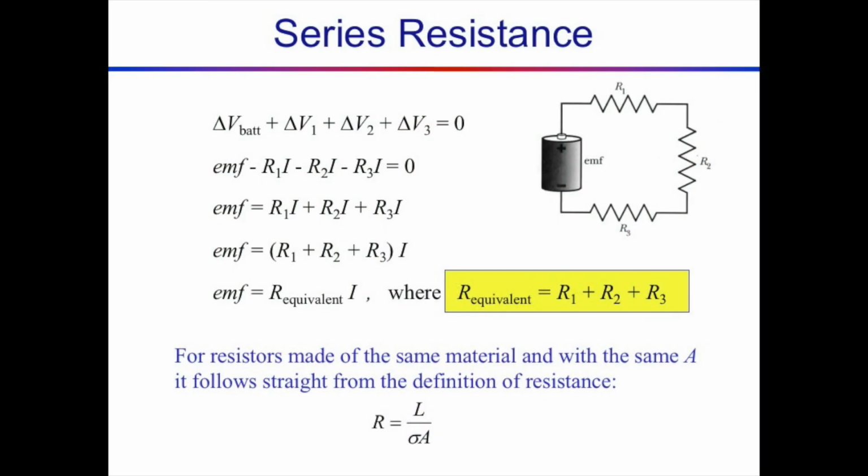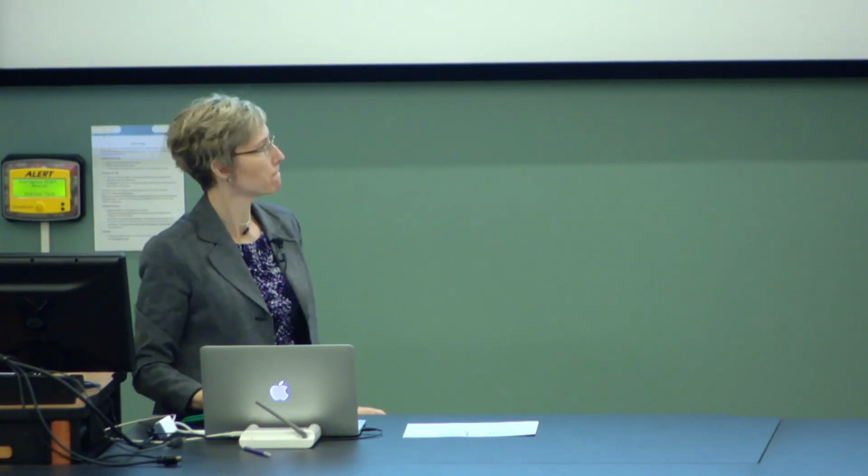Okay? So this, I hope, is very intuitive, that the effective resistance of things in series, you just add them together, because you're just essentially going to add up the lengths, right? So add up length, length, length. Do you have any questions about that one?